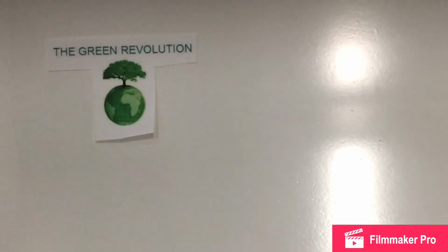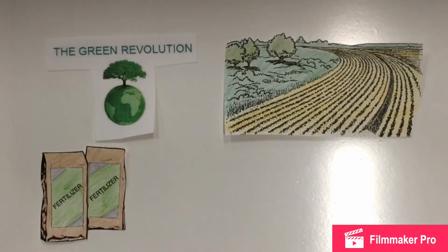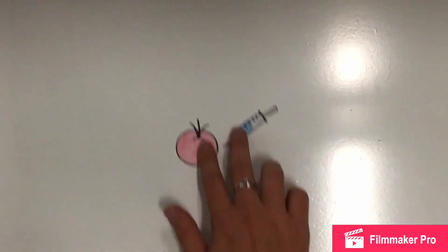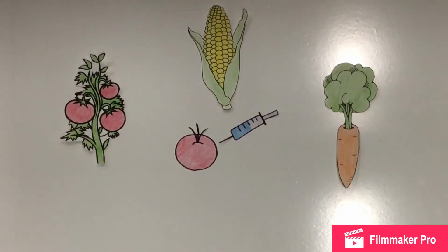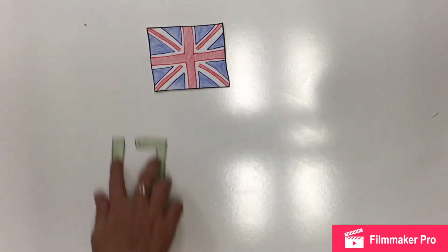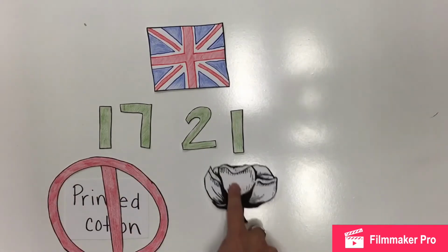The Green Revolution is a large increase in crop production in developing countries achieved by the use of fertilizers, pesticides, and high-yield crop varieties. They use GE and GMO seeds or crops. The UK passed a law in 1721 to ban printed cotton to restrict the growth of cotton and protect the wool industry.